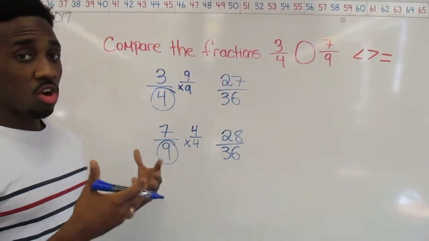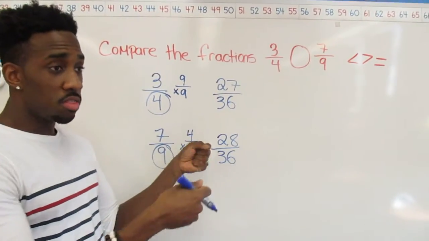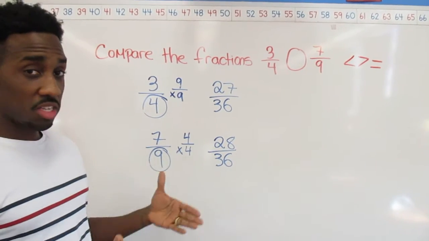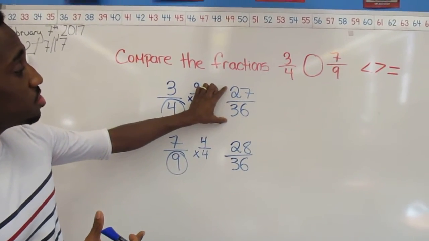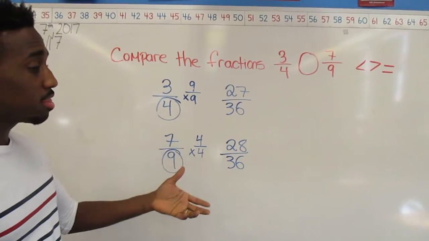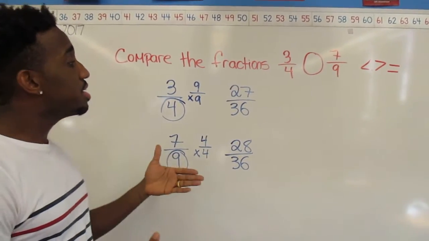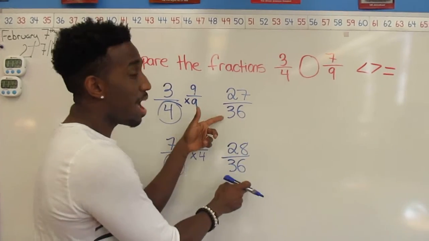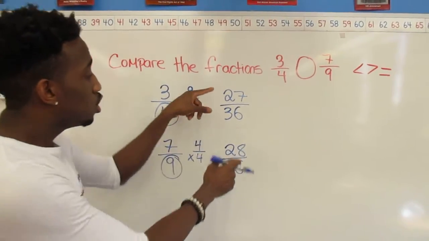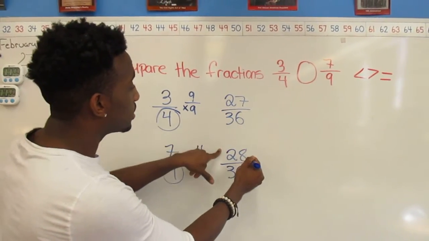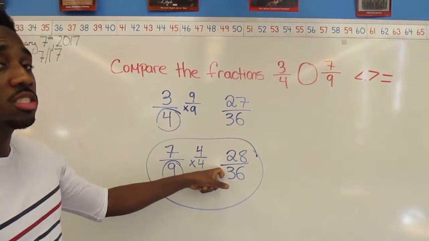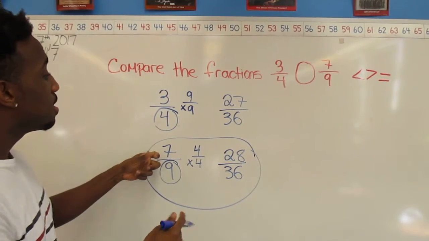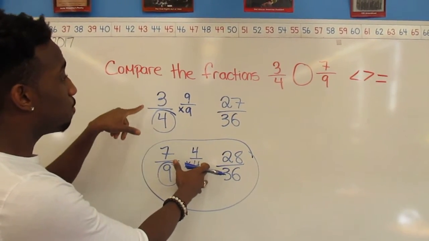Now, just as we saw earlier between 1/4 and 2/4, it's easier to compare when fractions have the same denominator. So now we have 27/36 and 28/36. So it's clear to see that even though they both now have the same denominator, 28 is bigger than 27. Therefore, 28 over 36, which is the same as 7/9, is greater than 3/4.